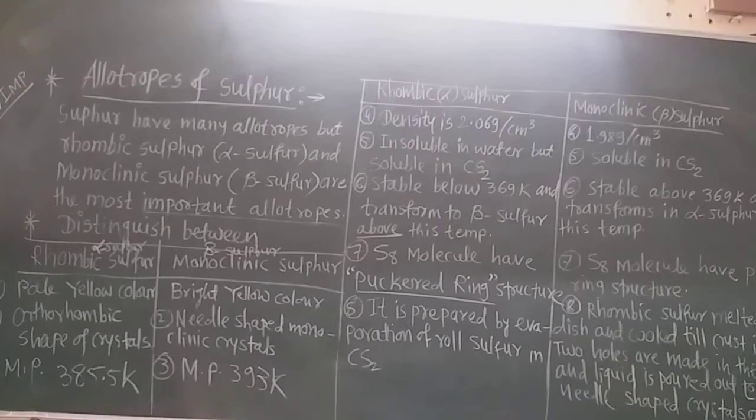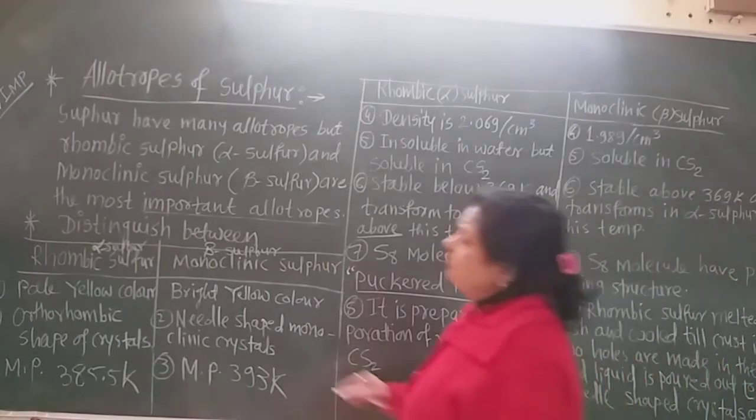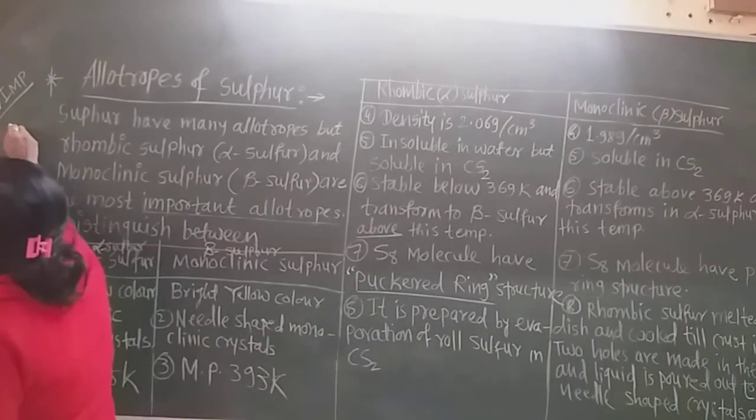Again about the shape, rhombic sulfur has the orthorhombic shape of the crystal, somewhat in this type of shape, of the alpha sulfur.